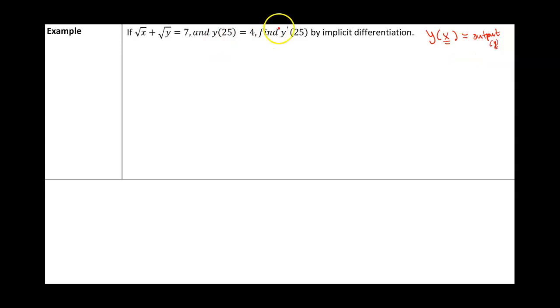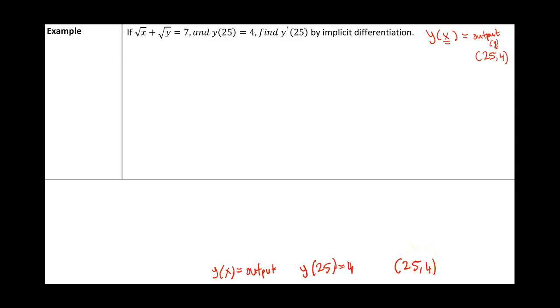So this point is going to be the point 25 comma 4. Let's not forget that. And I'll write this at the bottom as well. So we're given y of x equals, in this case, the outside is going to be the output or the y value. So y of 25 equals 4. The input or the x value is 25 and the output or the y value is 4. So that means our point is going to be 25 comma 4. X is 25, y is 4. Parentheses always contain the input.